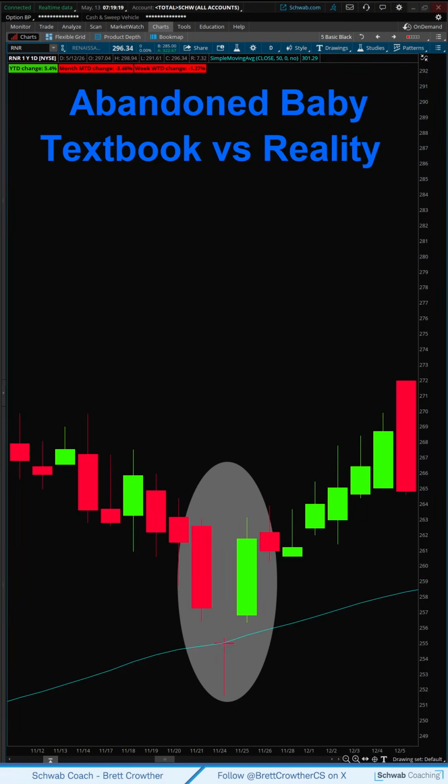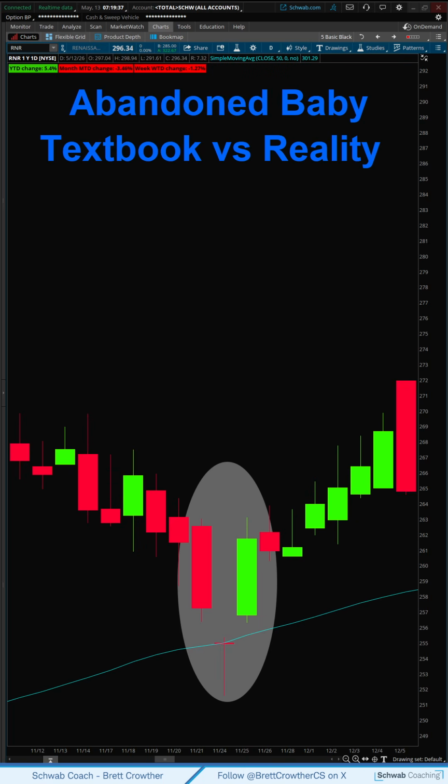All right, let's talk about abandoned baby versus a morning star candlestick formation. And they're different. In fact, the abandoned baby is considered technically a more solid signal because it's more rare and there's some psychology behind it that we'll talk about. So we need to understand what it is, what it isn't, and why it's different from a morning star.